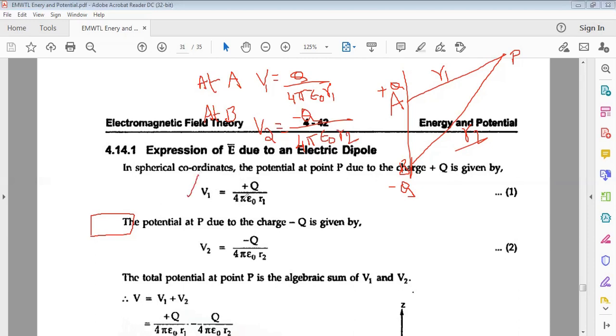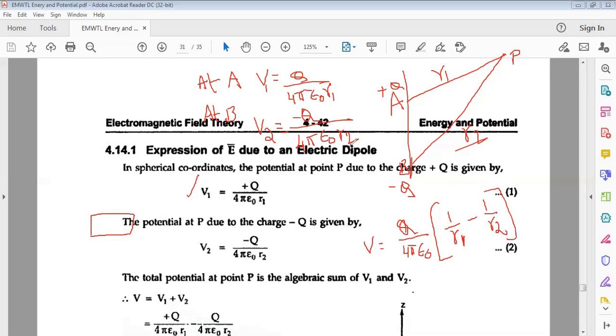So V1 is equal to Q by 4 pi epsilon naught R1 at point A, and the potential due to the charge at minus Q is given by V2 is equal to minus Q by 4 pi epsilon naught R2. The total voltage V is equal to V1 plus V2. The common term is 1 by 4 pi epsilon naught, common for the two functions. And Q is also a common term. For the first one it is 1 by R1, for the second one it is minus 1 by R2.